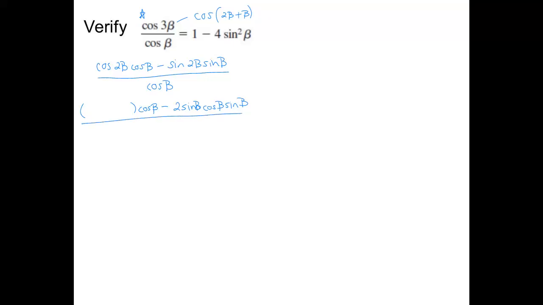Thinking also kind of fast forward, cosine beta is going to be here. So I still didn't pick something for the double angle yet, but we saw this yesterday in our warm-up. This is going to become sine squared beta cosine beta. And as long as I have a cosine beta in the first term, the denominator will be able to cancel out.